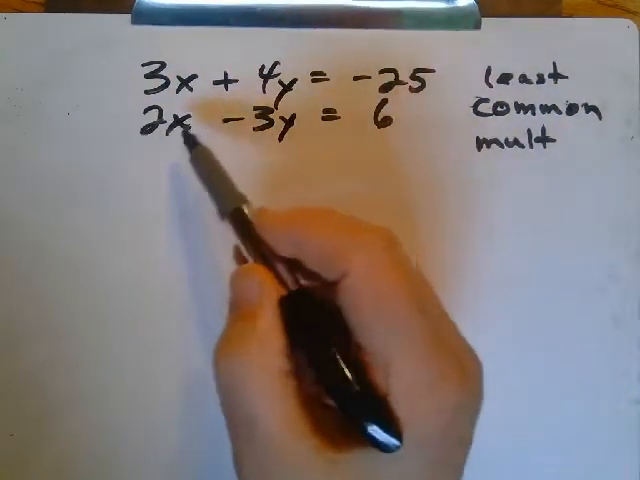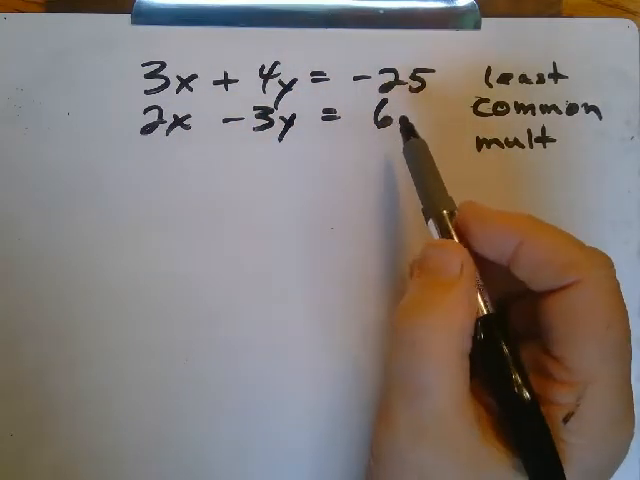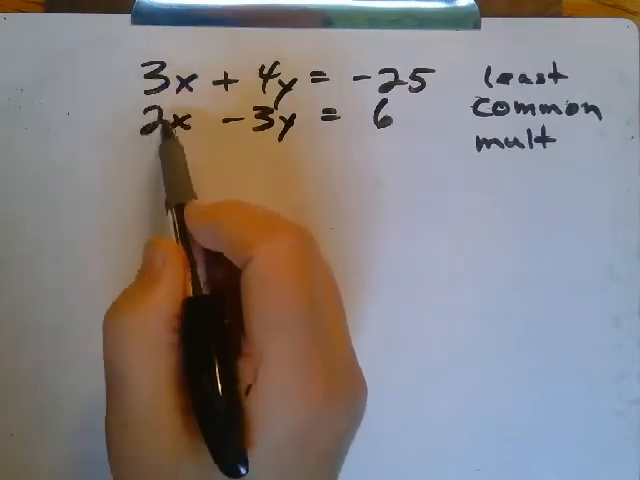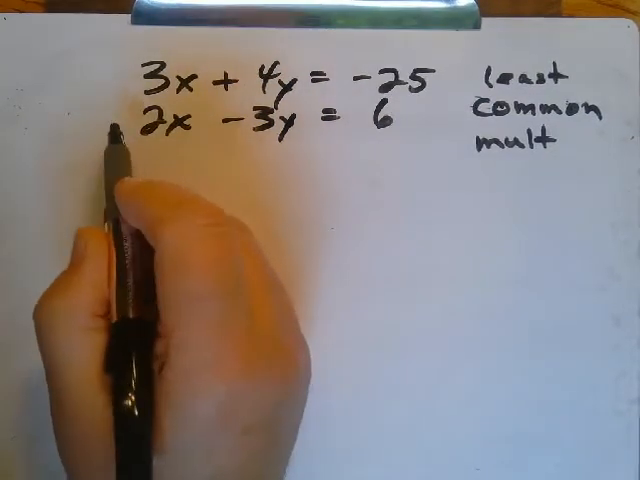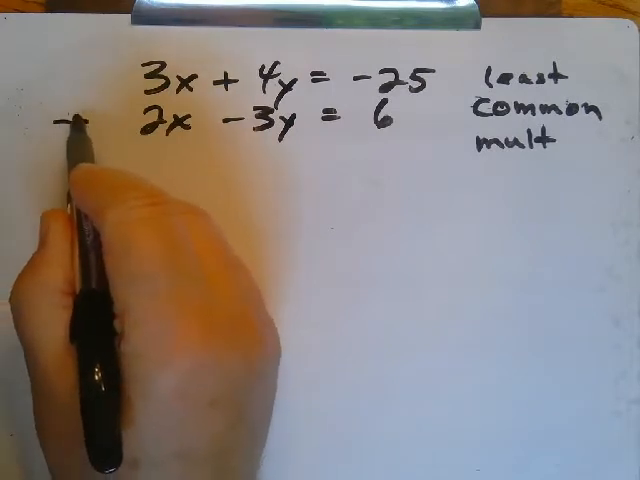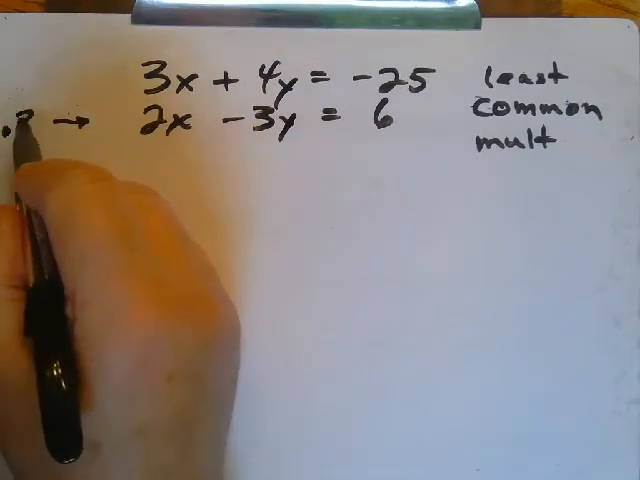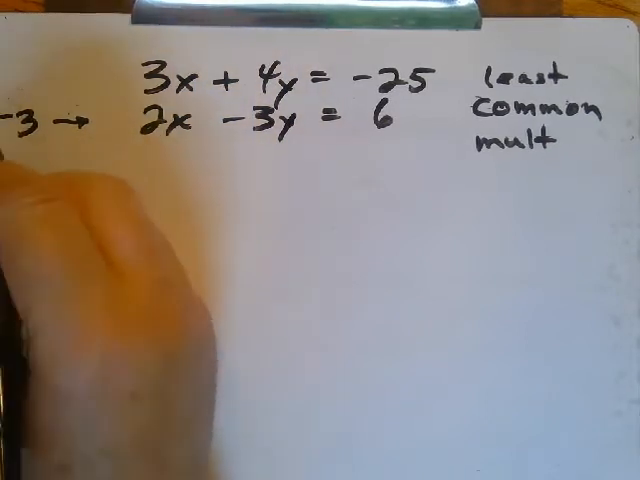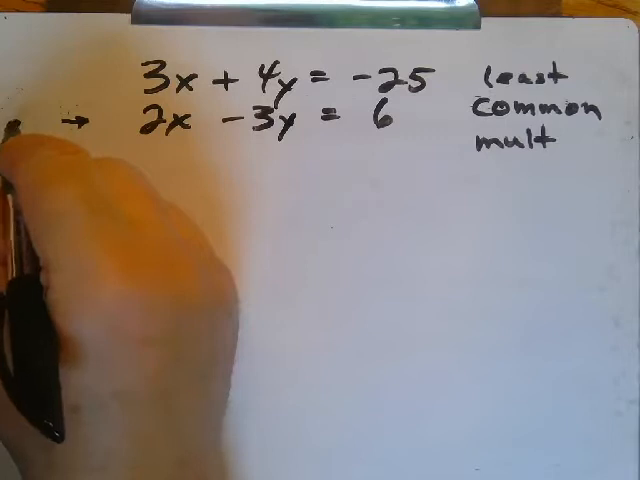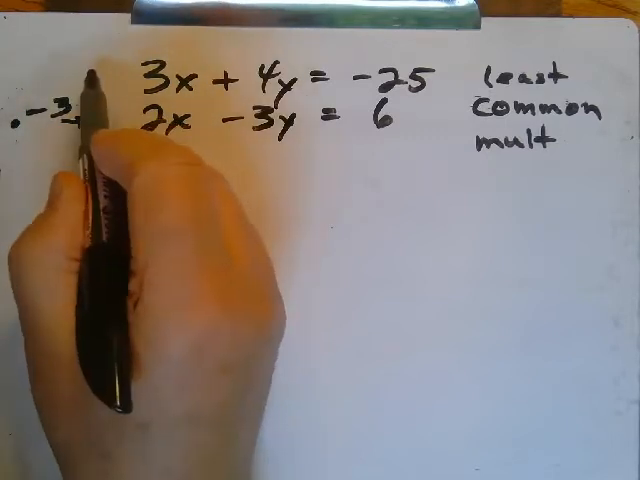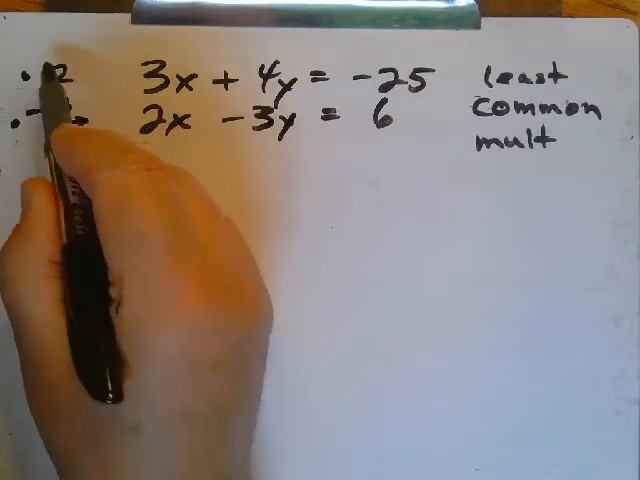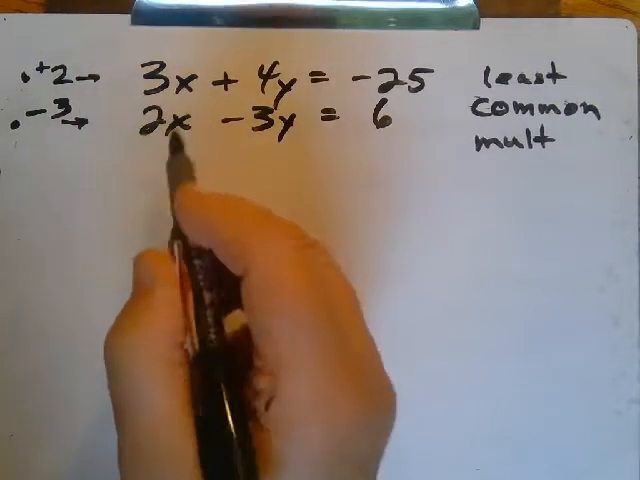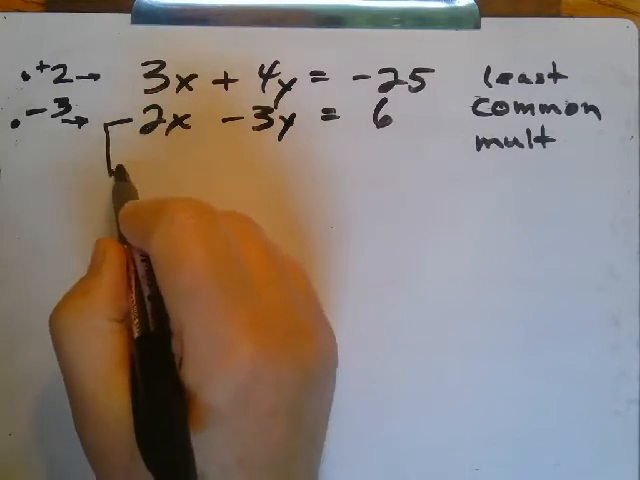Now, I usually try to pick the situation where the numbers are going to be smaller. So I think I'm going to choose to make this 6 and negative 6 here. Watch how we do this. How about if I multiply this one times a negative 3, I'll get negative 6, negative 3, I'll get a negative 6. And if I multiply this one up here times a positive 2, I'll get a positive 6.